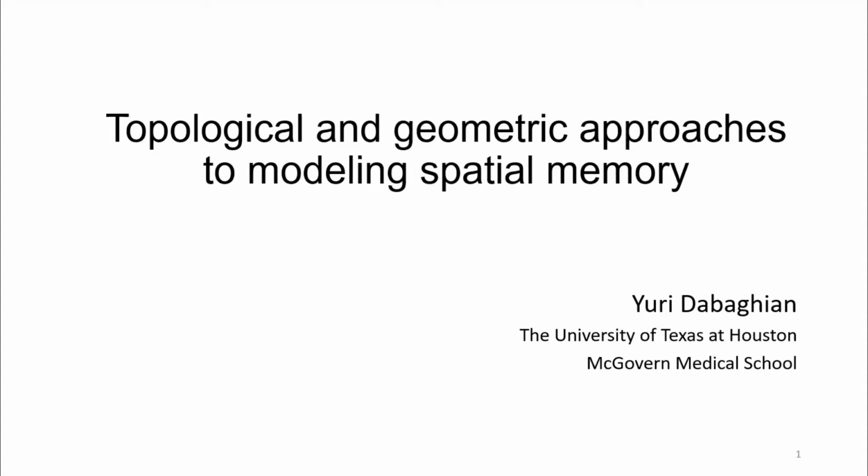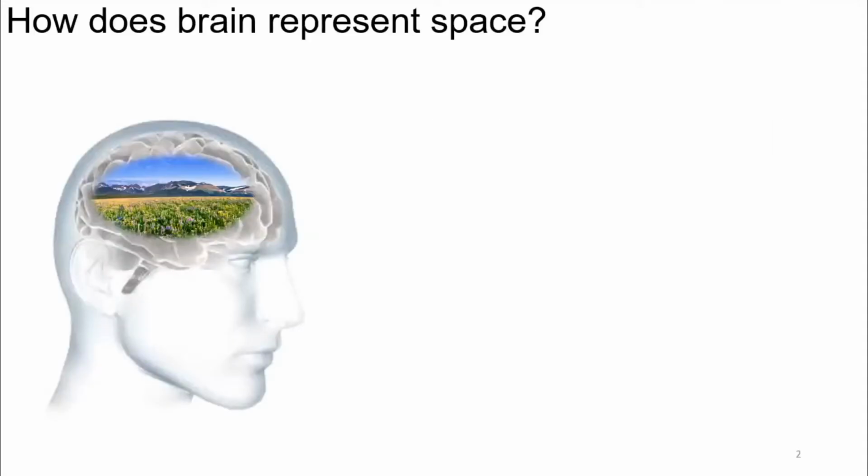So the title of my talk is Topological and Geometrical Approach in Modeling Spatial Memory. Basically, I'm going to go over some basic ideas that we're using in trying to connect neural activity and cognitive phenomena. So the big question that I'm going to address in this talk is essentially, how does the brain represent space?